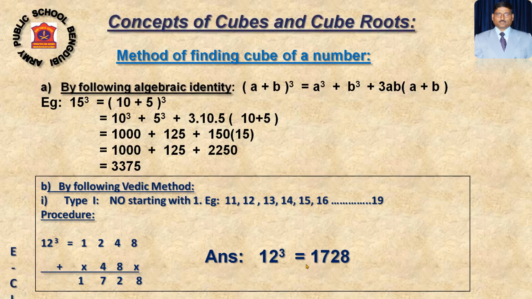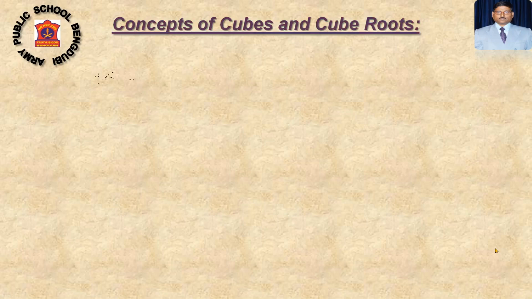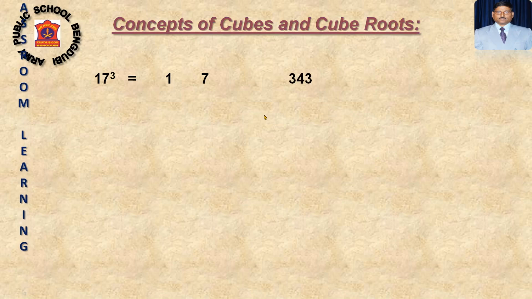This procedure you have to apply in all 2-digit numbers. I'm giving one more example so that you can understand very nicely. Suppose 17 cube. As we told you, two parts, 1 and 7. First you find the cube of 1, which is 1, and the cube of 7 is 343. In between there should be a gap.